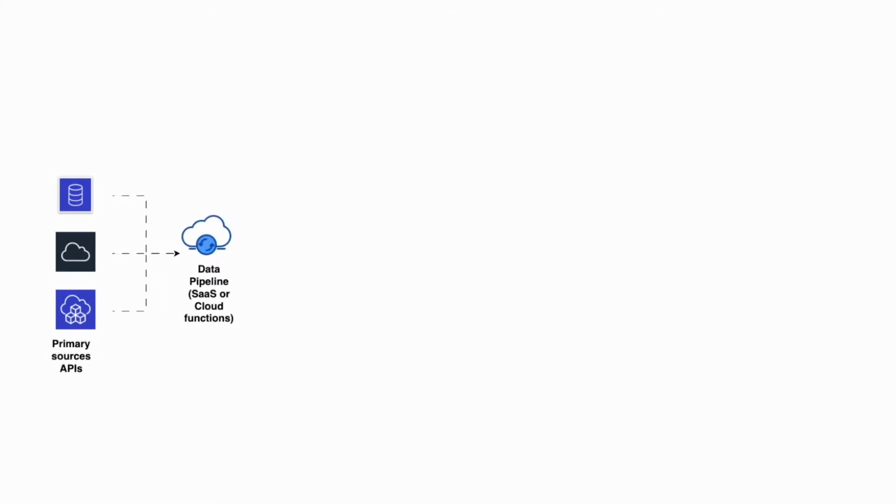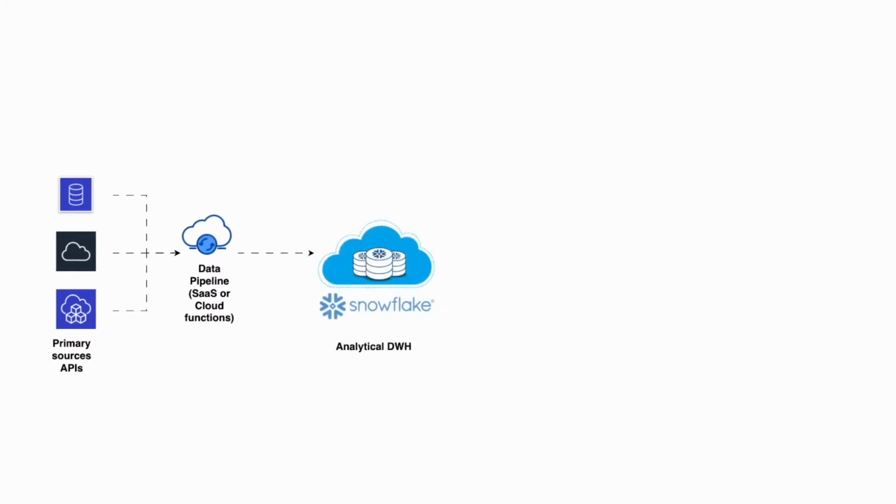Starting on the left-hand side of our diagram, we have databases, APIs, SaaS applications, and other systems used by our organization. There is then an ETL or ELT process in place to extract data from those systems. The end result of this ETL process is to deposit that data into a centralized data warehouse for further consumption.